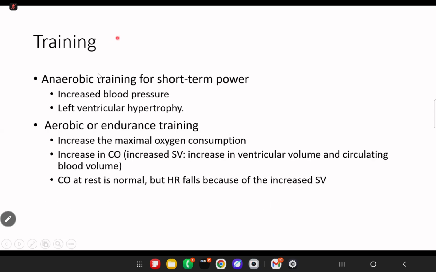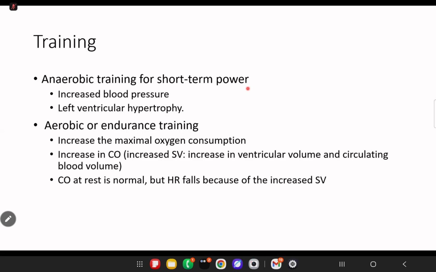With training, you can do anaerobic training for short-term power. So basically when you're doing these 100-meter sprints, they do not breathe during their sprint. So they do what is called anaerobic training, where the end product is left ventricular hypertrophy with increased blood pressure. And if you are doing longer sprints or things like marathons, you do what is called aerobic or endurance training.